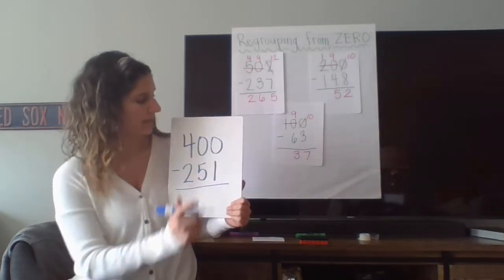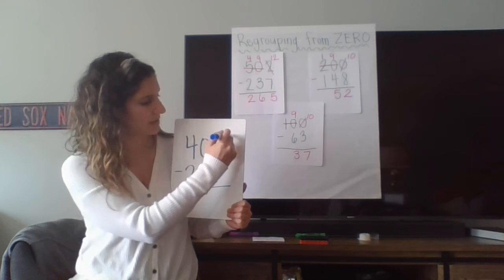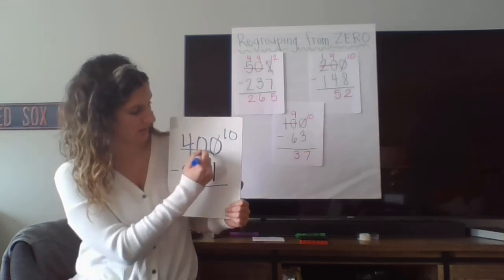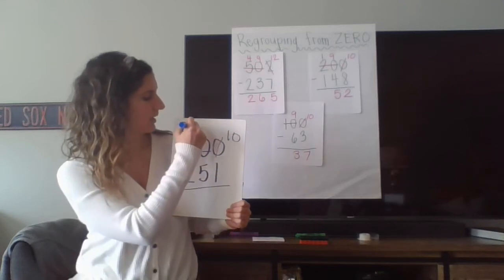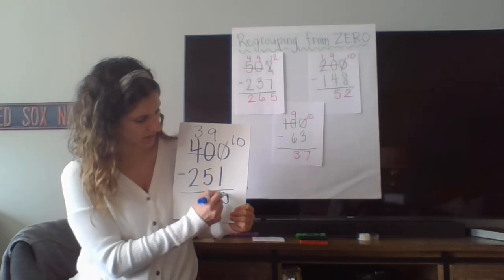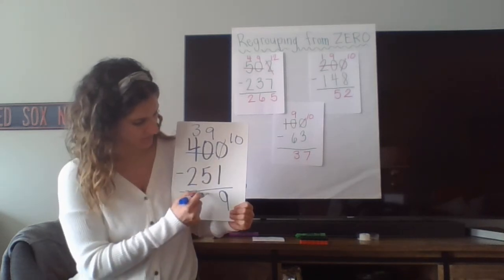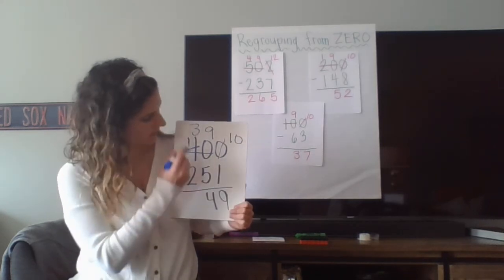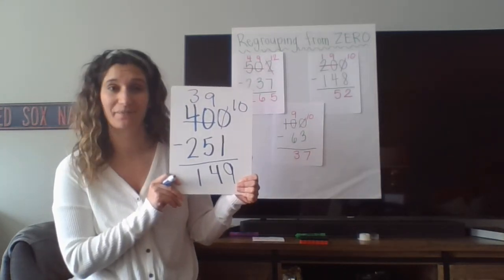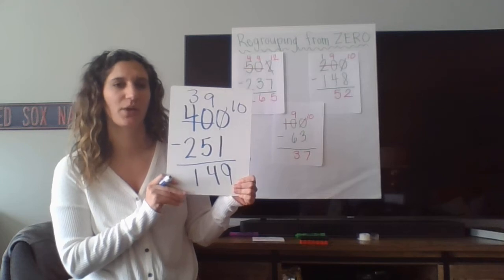0 minus 1, we can't do that. My 0 needs to borrow a 10, and I'm looking at 40 here. Taking a 10 away, and it becomes 39. 10 minus 1 is 9. 9 minus 5 is 4. And 3 minus 2 is 1. Did you get 149? All right, let's try one more together.